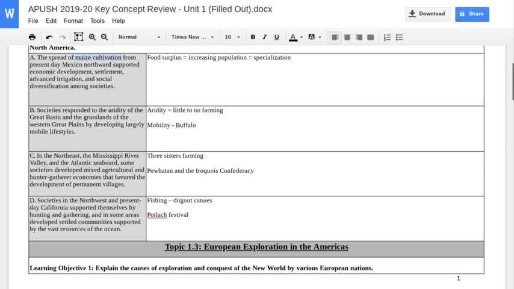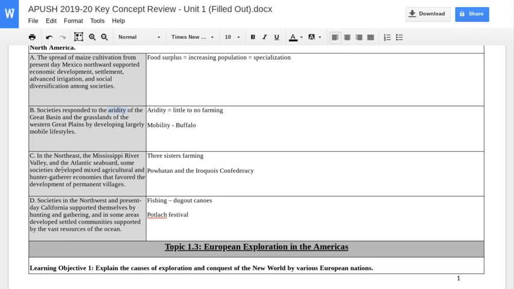Moving on to B with the Great Basin and Great Plains. The key term to hammer in on is the aridity of these regions, which means it doesn't rain a lot, so it's very difficult to farm. For that reason, they've got to go to some kind of food source to help them function as a society. What they discover over time is the buffalo, and buffalo roam from place to place. They have to develop mobile lifestyles, so you don't see permanent settlements in the middle of the country. You have people roaming from place to place following the buffalo.